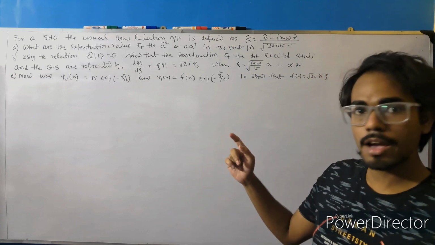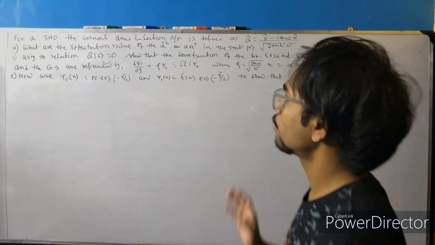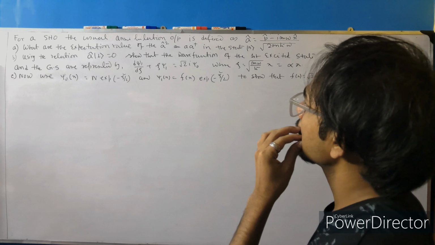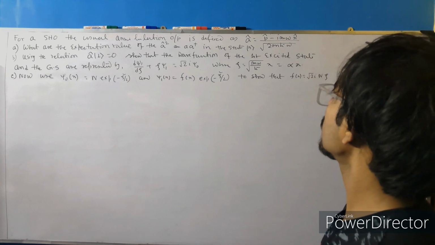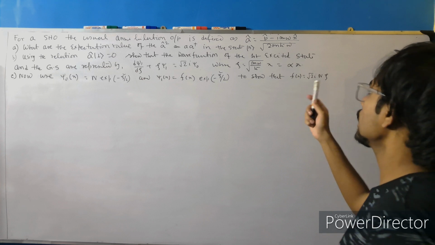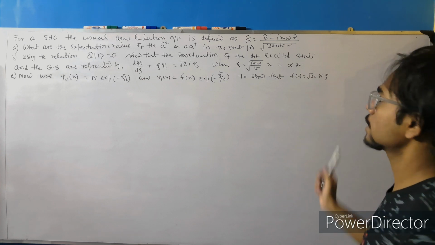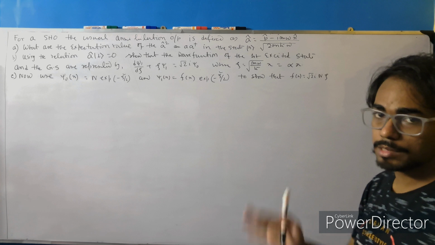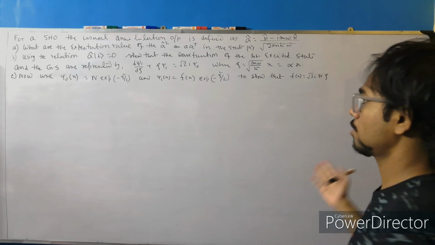Okay, so as you can see, I have written the problem. The problem says for a simple harmonic oscillator, the usual annihilation operator is defined as A cap equals P operator minus i m omega x operator by root over 2m h cut omega, where P operator means the momentum operator and x means the position operator.